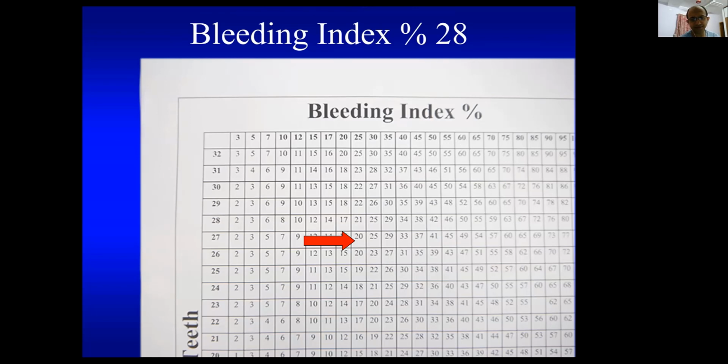I said 25. Well, no, 25 would be 30%. Just a minute. How did you calculate it? I mean, 27 was the number of teeth, and 24 was the bleeding. Okay, so it's not 25, which would be 30%. So it's a little bit less. So let's say 28%. Yeah. Okay.